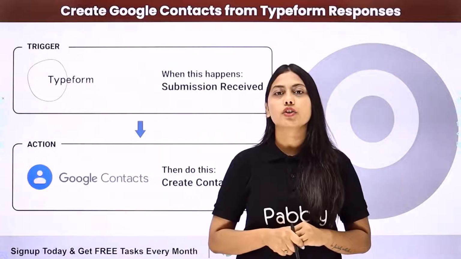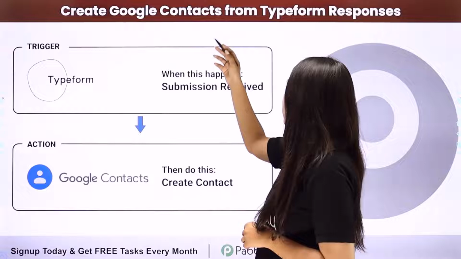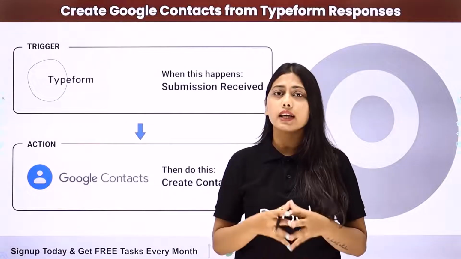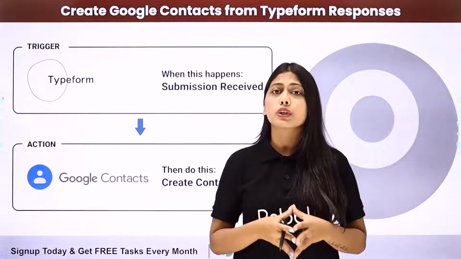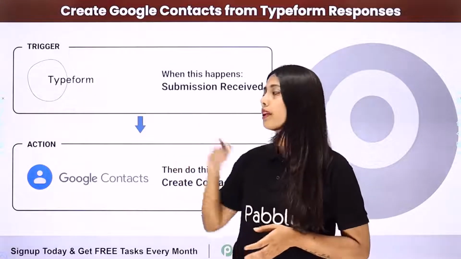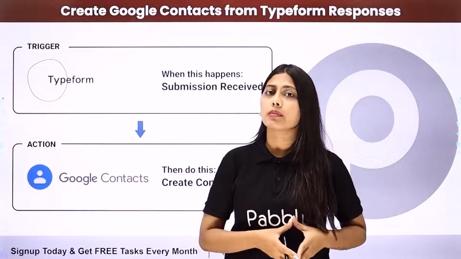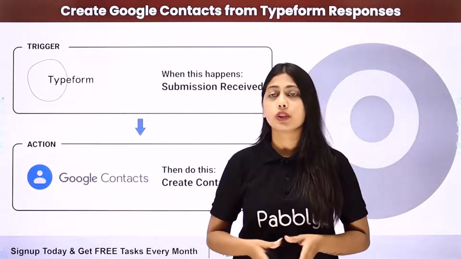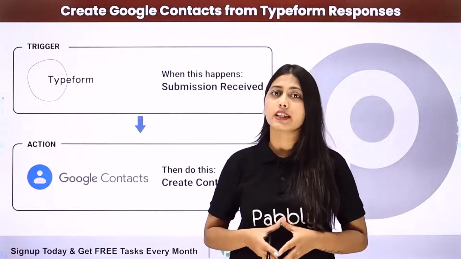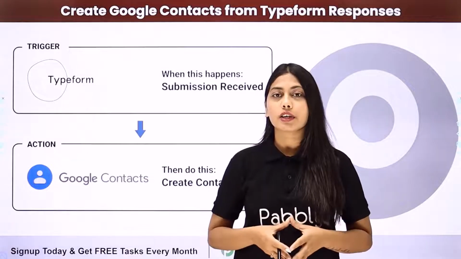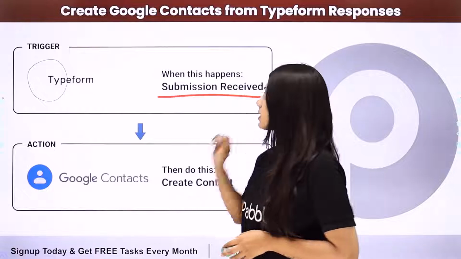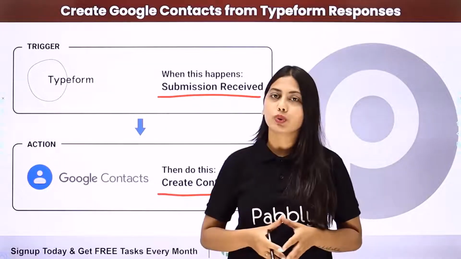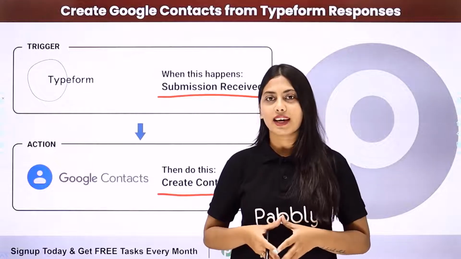Hello everyone, today we will learn how to create Google Contacts from Typeform responses. So there is no worry about creating Google Contacts again and again, because you can just create a form using the form builder application Typeform, and every time the form is filled, you will get a new Google Contact created automatically using this automation that you will be creating using Pabbly Connect. In this automation, our trigger will be the submission received from the Typeform and our action will be creating a contact in Google Contacts. Let us learn how to do that.